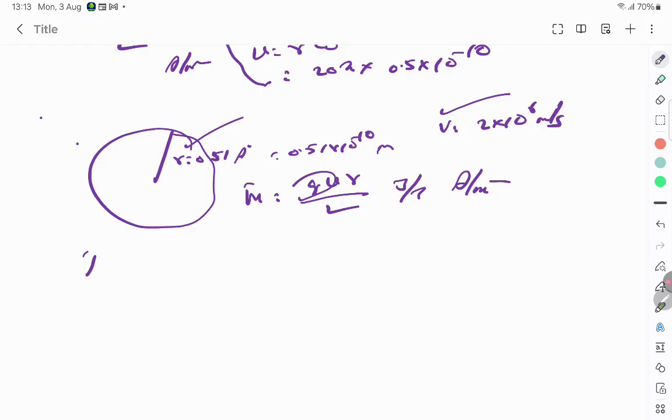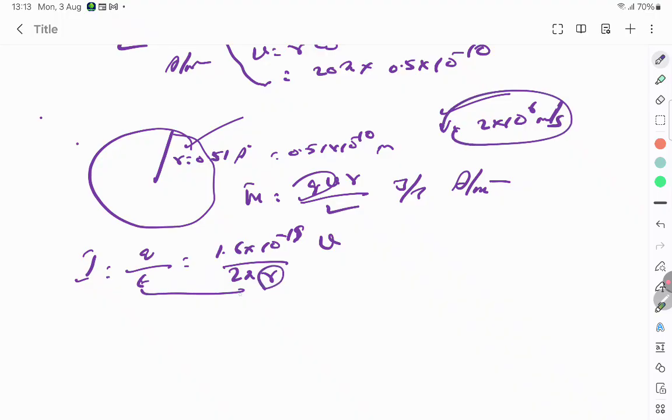In this sum, they're asking what is the current. I is equal to Q by T. Q is the charge of an electron, 1.6 into 10 to the power minus 19. Time is the time period, which is 2 pi r by v. So you know the radius, you know the velocity. If you don't understand T as 2 pi r by v, you won't get the answer otherwise.